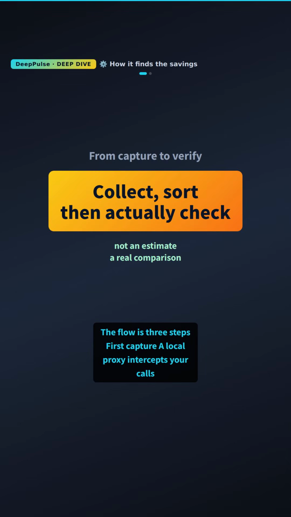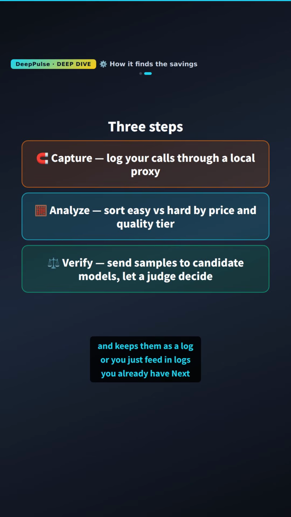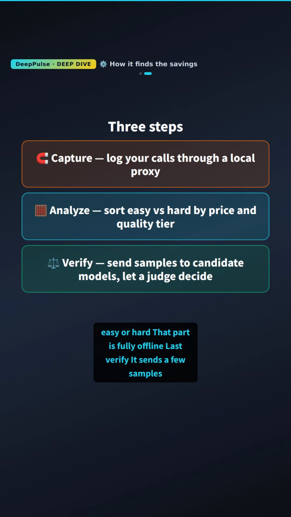The flow is 3 steps. First, capture. A local proxy intercepts your calls and keeps them as a log, or you just feed in logs you already have. Next, analyze. Using public price sheets and quality tiers, it sorts each call into easy or hard. That part is fully offline. Last, verify. It sends a few samples to the actual candidate models, lines up the answers side by side, and lets a judge decide which is better. So it's not just an estimate, it actually checks.